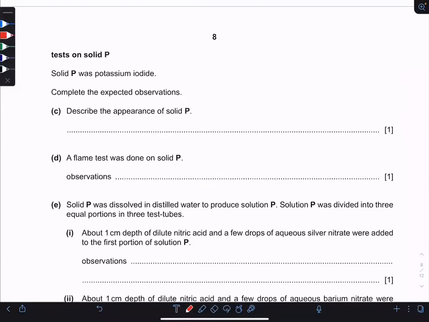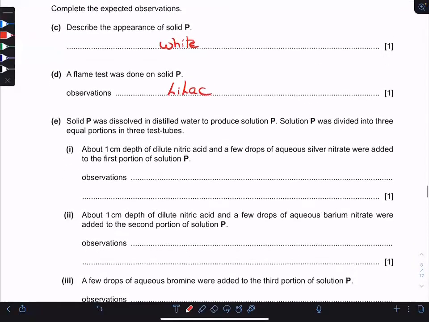Then solid P, it's potassium iodide, and he wants its appearance. Of course, it's a white solid because it's a group 1 solid. Flame test with potassium as the cation will give me a lilac flame. And then he added silver nitrate solution, which is the test for halides.